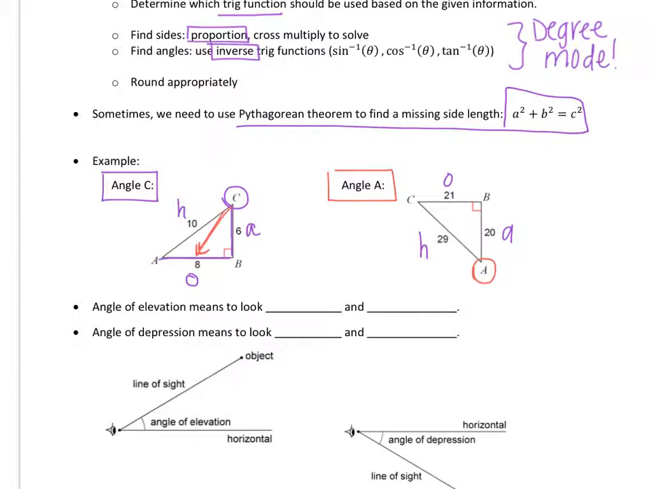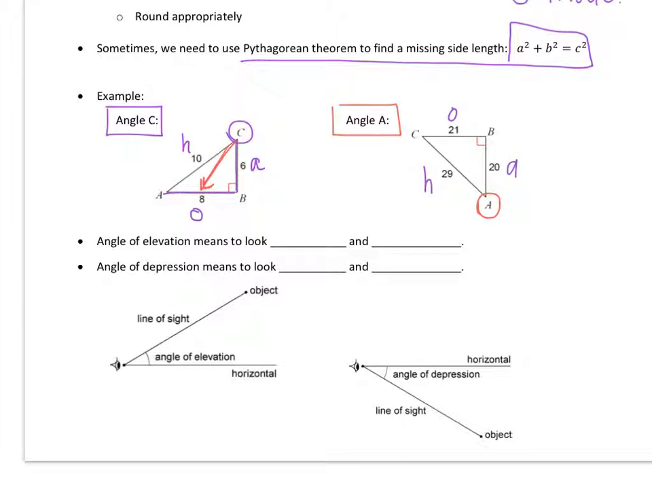Now there's one more important piece of information here. Angle of elevation means to look out and up. Elevate means look up. Depression means to look out and down. And you can see these pictures here. We start for angle of elevation by looking out and then up. For depression, we start by looking out and then down.